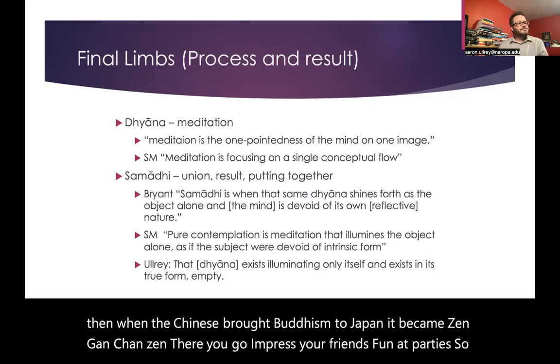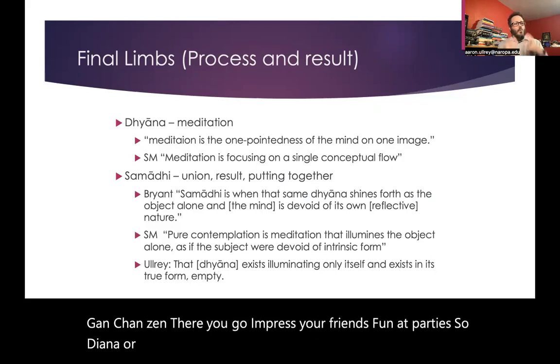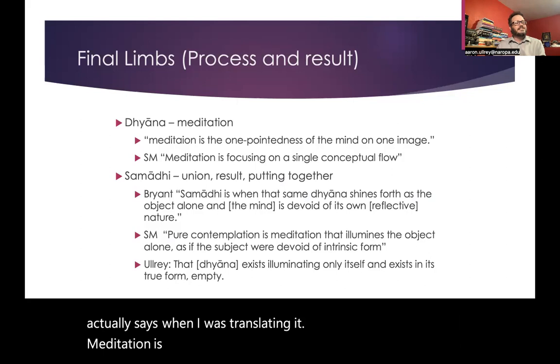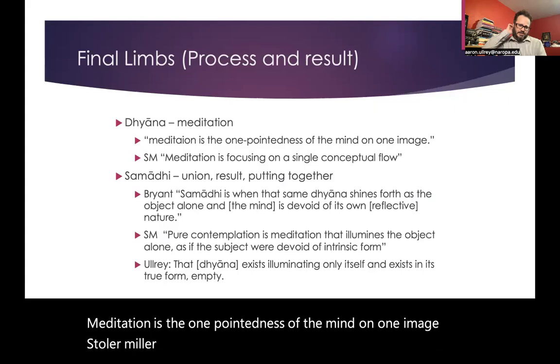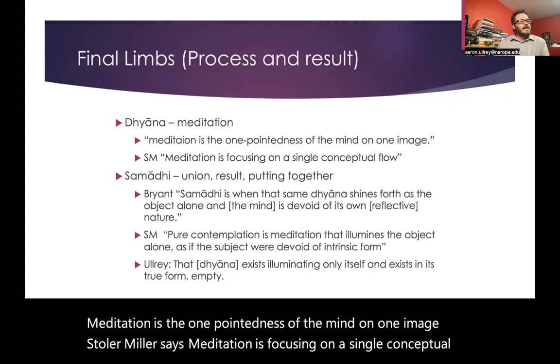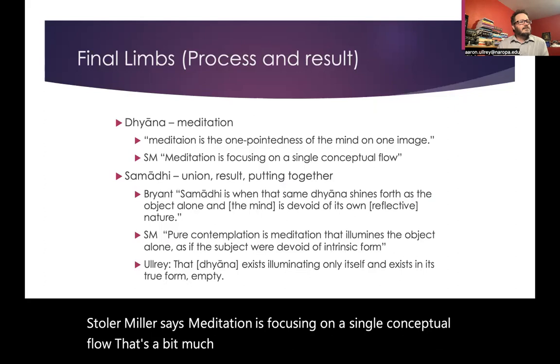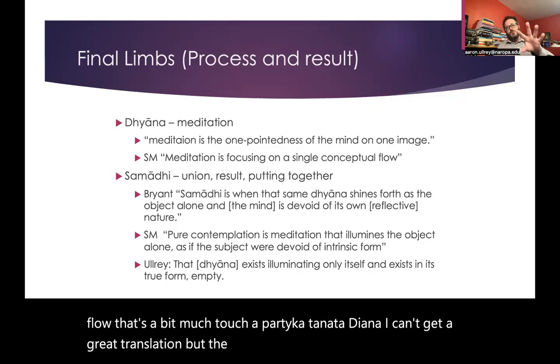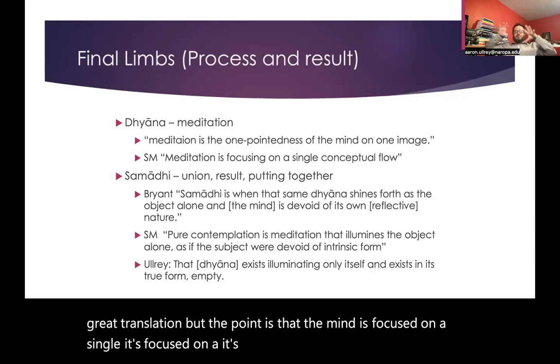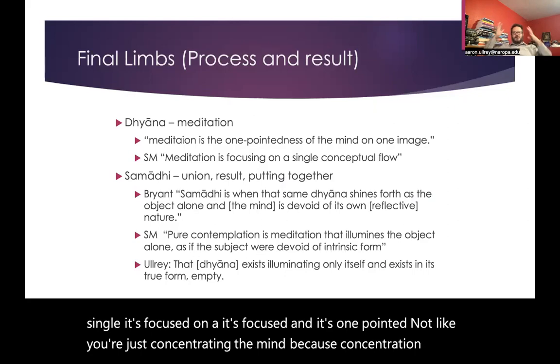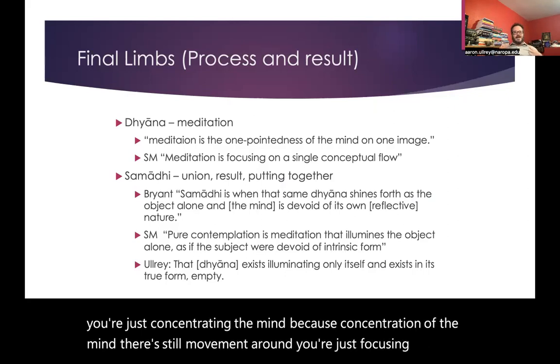So dhyana, or meditation here, when I was translating, it says meditation is the one-pointedness of the mind on one image. Stoller Miller says meditation is focusing on a single conceptual flow. That's a bit much. Tatra pratyayaika tanata dhyana. I can't get a great translation, but the point is that the mind is focused on a single point. Not like you're just concentrating the mind, because in concentration, there's still movement around. You're just focused and absorbed in meditation.